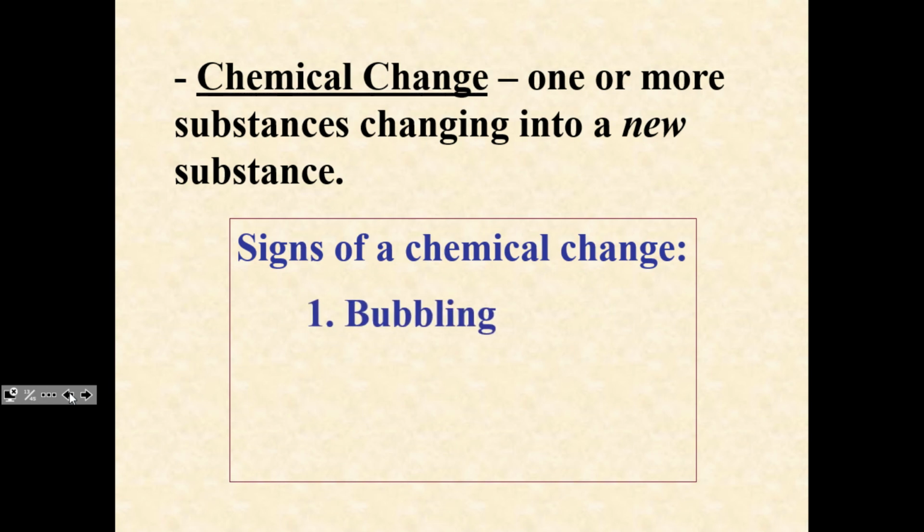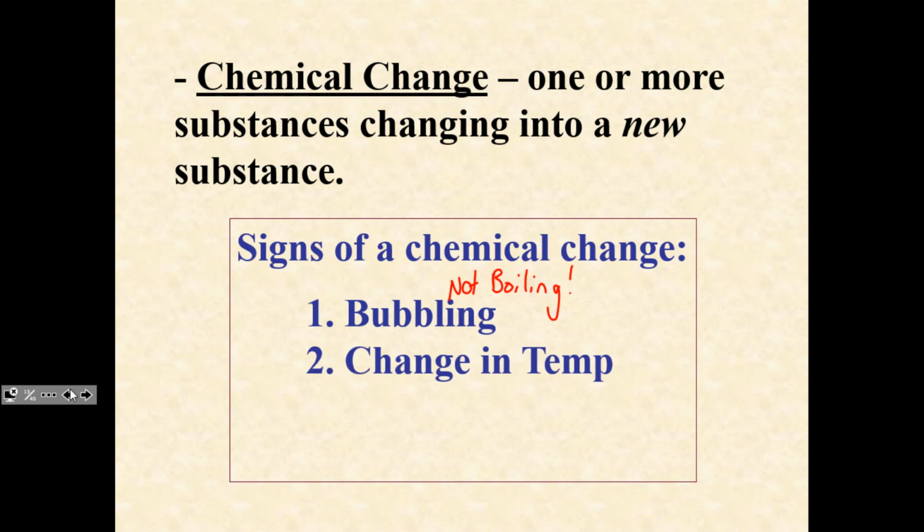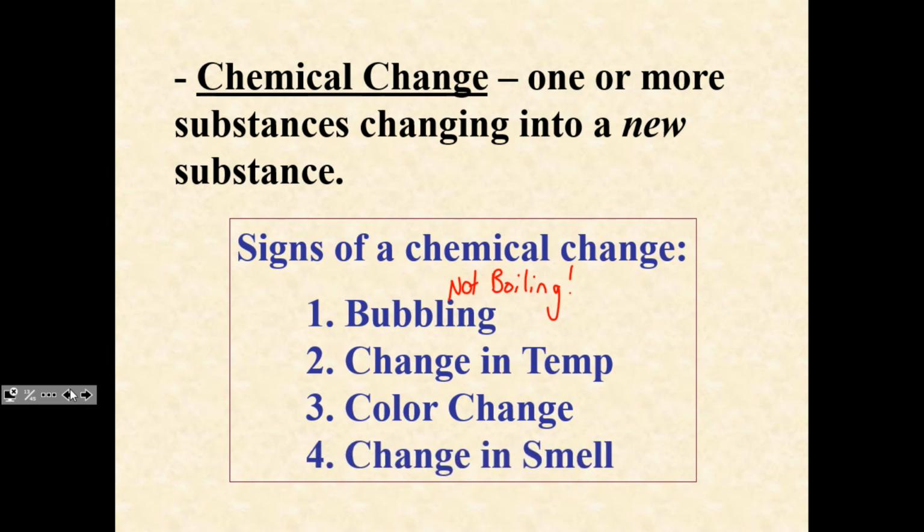We have some signs of a chemical change. Bubbling, but I do want to make a note, this is not including boiling. Just because you boil something doesn't mean it's a chemical change. It's a physical change, actually. Change in temperature. And again, not boiling. If something goes through a change in temperature, it may be a chemical reaction. Color change generally indicates a chemical change, and a change in smell.